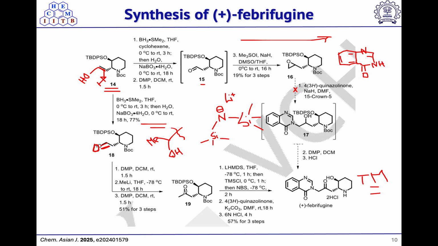So first, what will happen? LiHMDS will take the acidic proton. So this is the acidic proton. It will take this proton and it will give this CH2 minus. Enolate, basically the enolate will form, right?